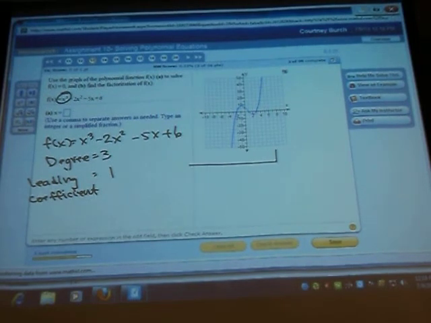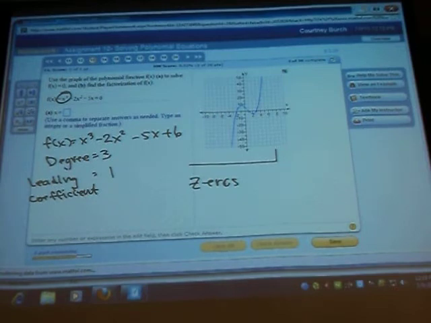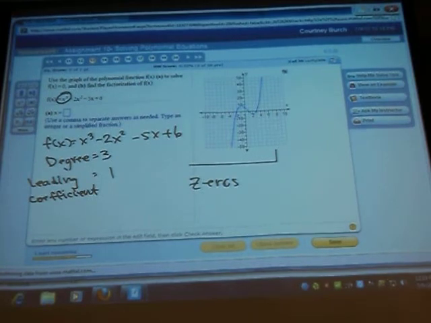Okay? Now, let's look at my zeros from my graph. Your zeros are just where the graph crosses the x-axis. My degree is 3, so I should be able to account for 3 zeros. My zeros in here are -2, +1, +3. Now I've accounted for 3 different zeros, so that's good. My degree is 3.